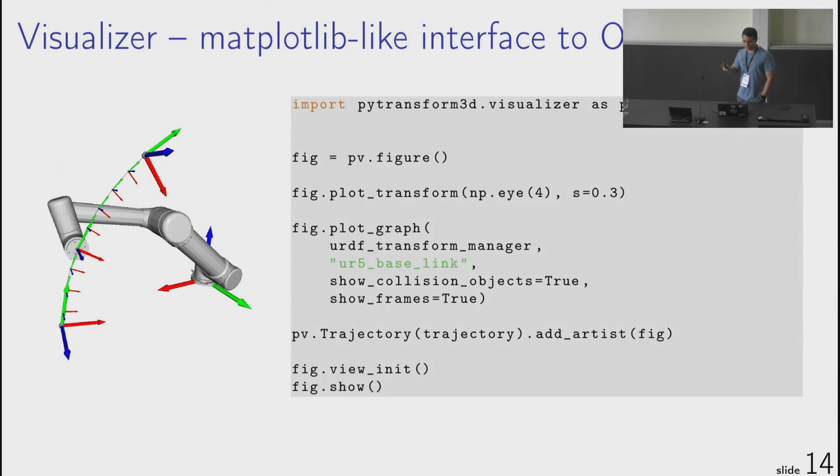Now a completely different topic. If you want to generate these kinds of illustrations or visualizations that I just showed you, it was also quite complicated for me before I wrote this library. I just wanted to quickly show you that with PyTransform 3D, it's now easy to use the Open3D visualizer to do these kinds of visualizations. You can call it with a matplotlib-like interface, so you can create a figure, plot a transformation, plot a graph of transformations that might also include collision objects, and so on. In the end, you just call show.